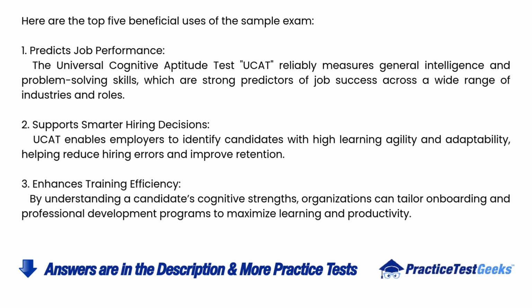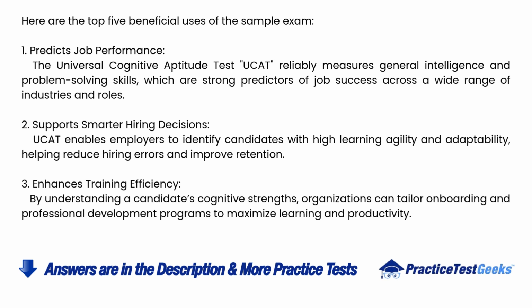1. Predicts job performance. The Universal Cognitive Aptitude Test UCAT reliably measures general intelligence and problem-solving skills, which are strong predictors of job success across a wide range of industries and roles. 2. Supports smarter hiring decisions. UCAT enables employers to identify candidates with high learning agility and adaptability, helping reduce hiring errors and improve retention.